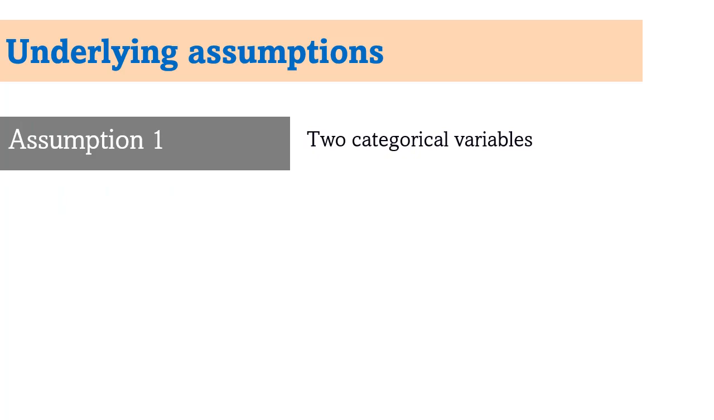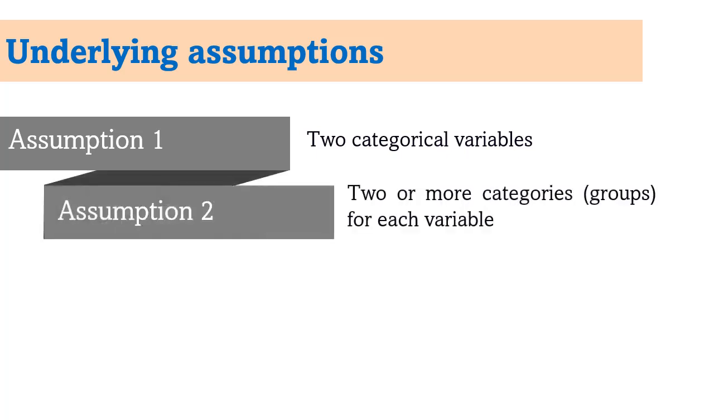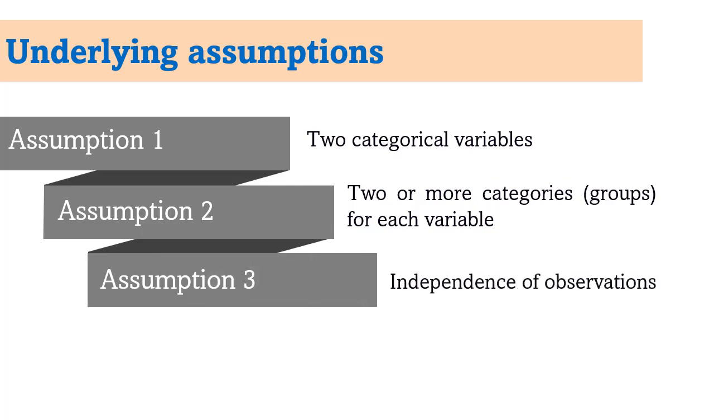So the first assumption is the two variables should be categorical in nature. The second assumption is both the two variables should have two or more categories for each variable. And the third assumption is there should be independence of observation. So we say independence of observation when there is no relationship between the participants in any of the group, and it can be achieved by having different participants in each group.